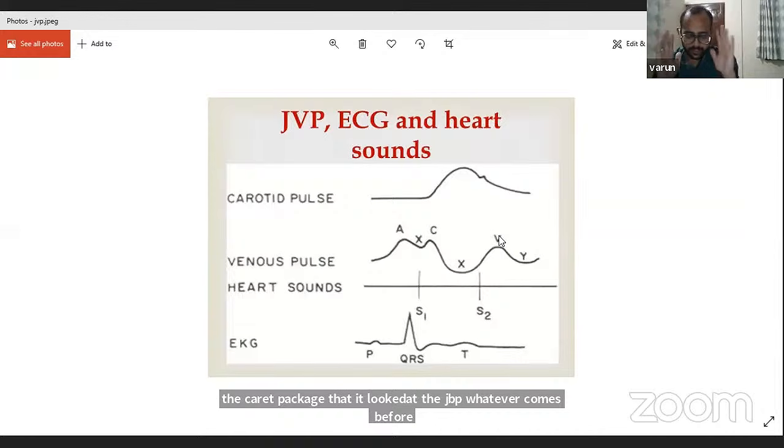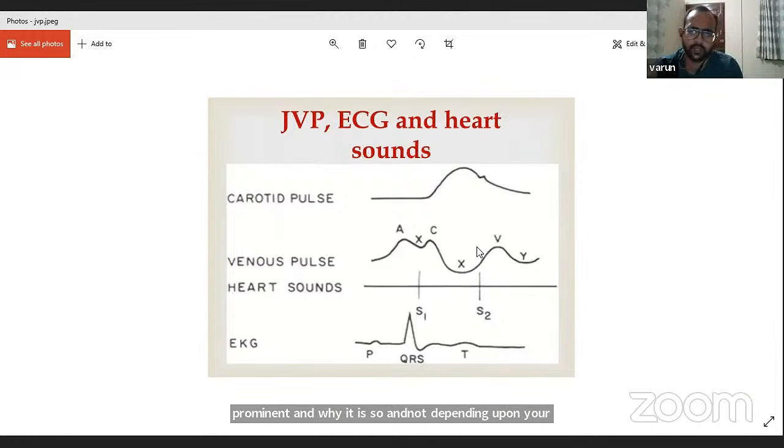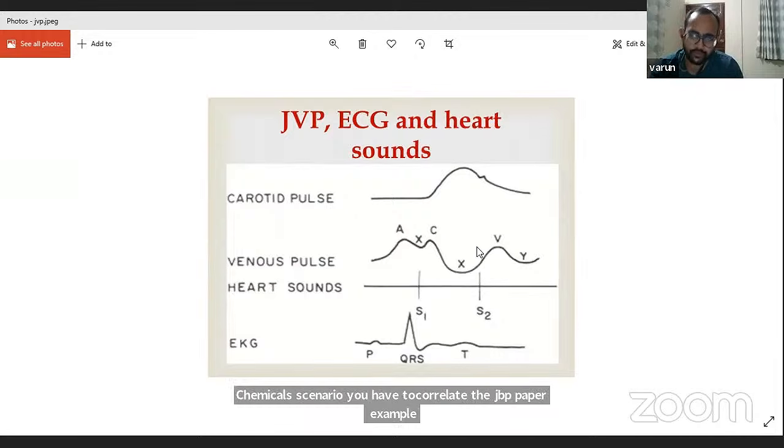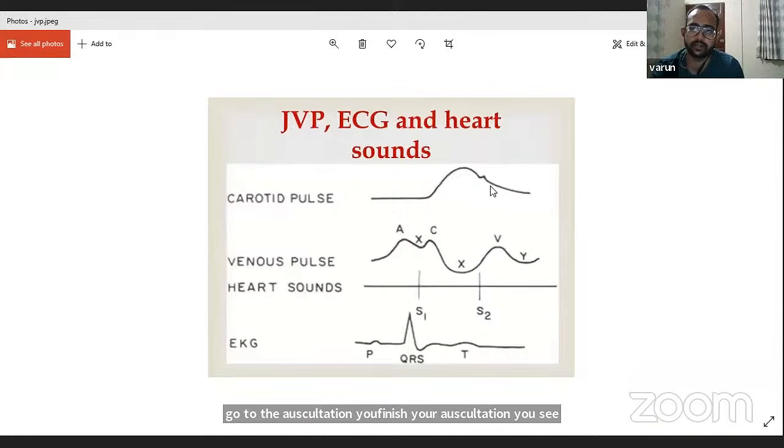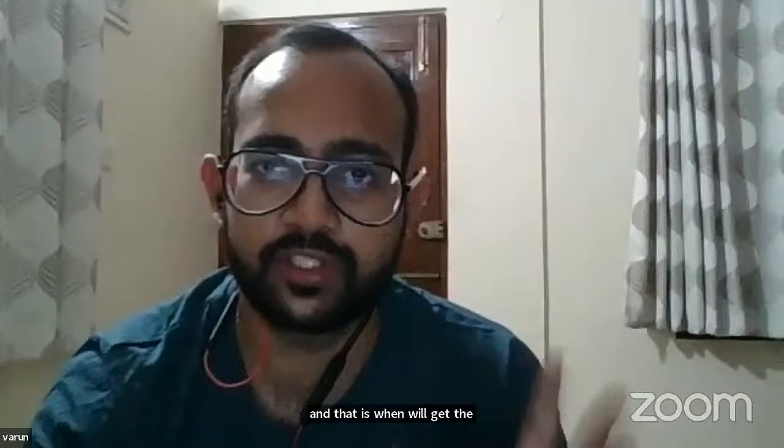So this much you have to be very clear in identifying JVP. And after that, you have to identify which wave is prominent and why it is so. And depending upon your clinical scenario, you have to correlate the JVP findings. Say for example, JVP interpretation cannot happen at this stage. So you will go back to the auscultation, you finish your auscultation, you see your cardiac findings, and then come back and correlate your JVP findings, and that is when you will get the proper picture of the JVP.